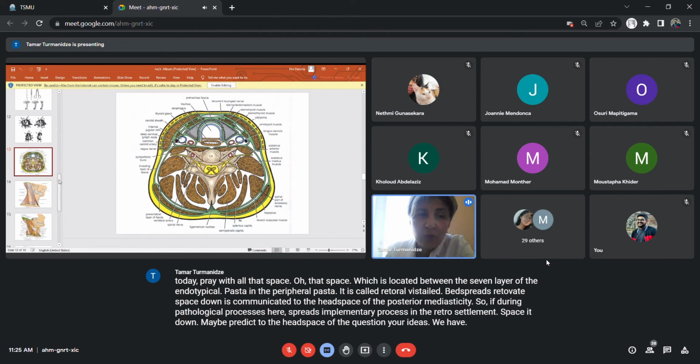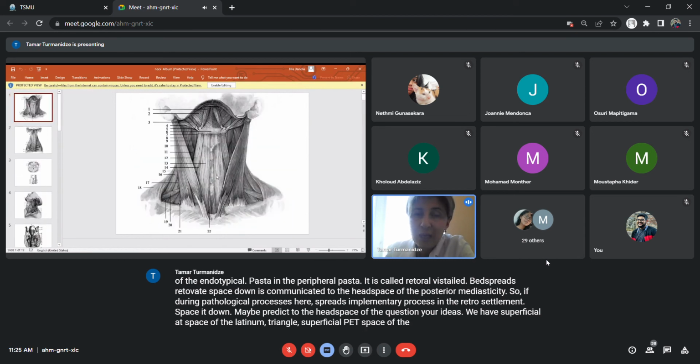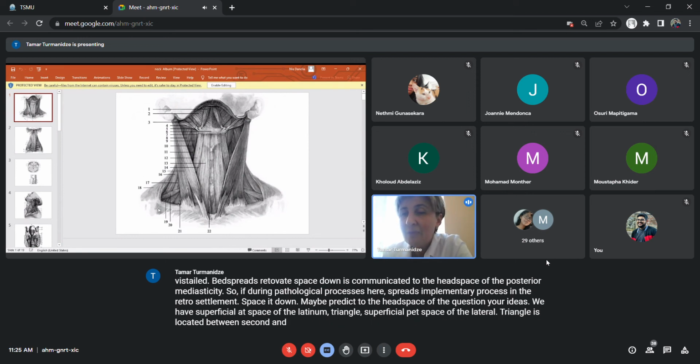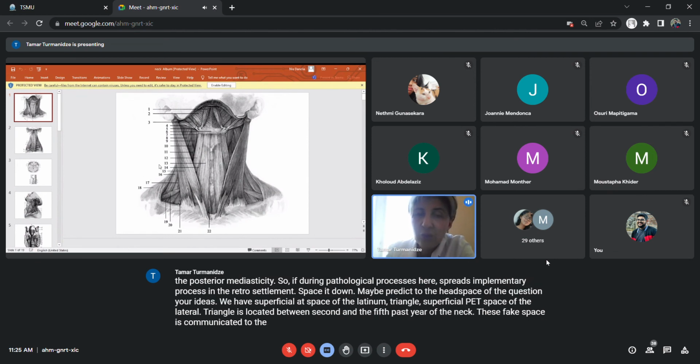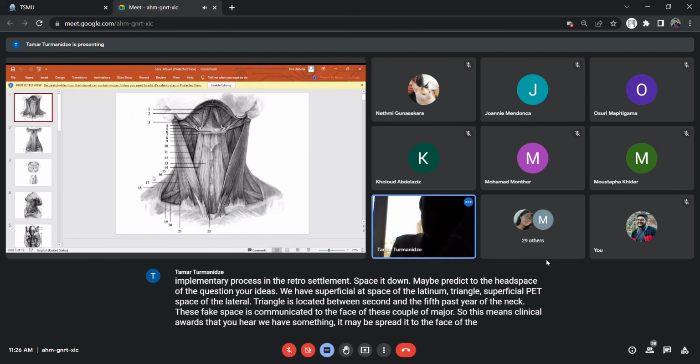We have the superficial fat space of the lateral triangle. The superficial fat space of the lateral triangle is located between the second and fifth fascia of the neck. This fat space is communicated to the fat space of the scapular region. So this means clinically that if we have something here, it may spread to the fat space of the scapular region.